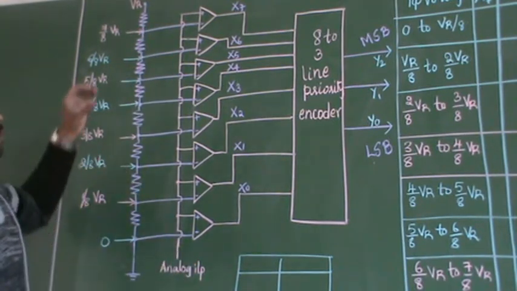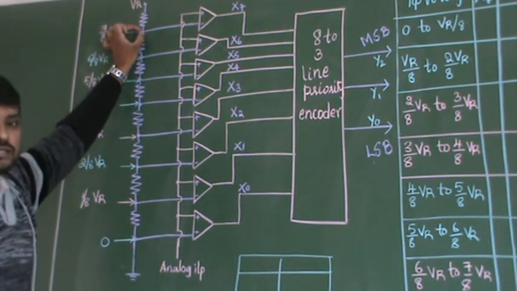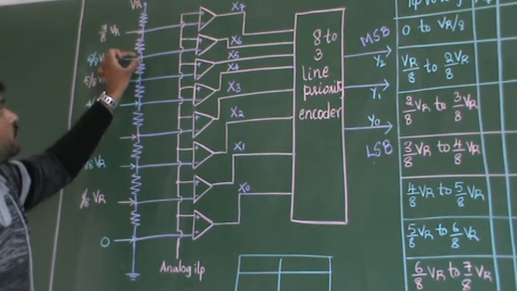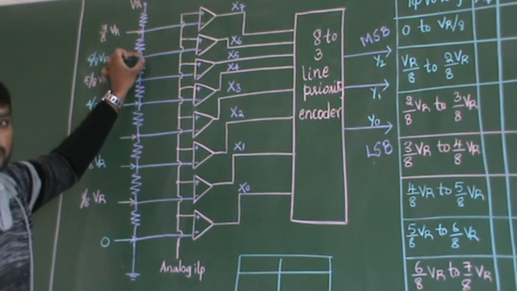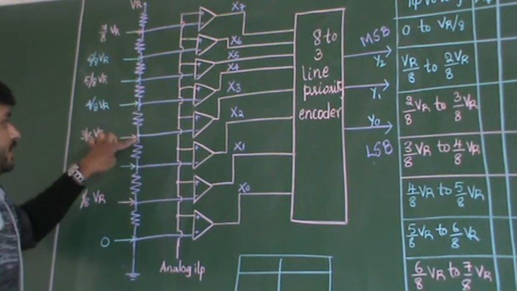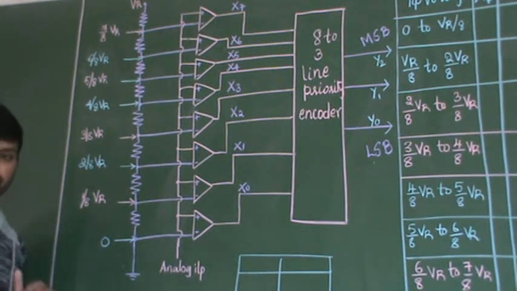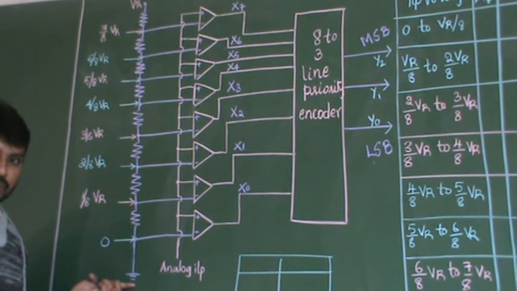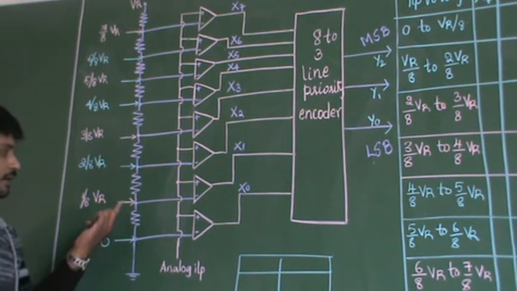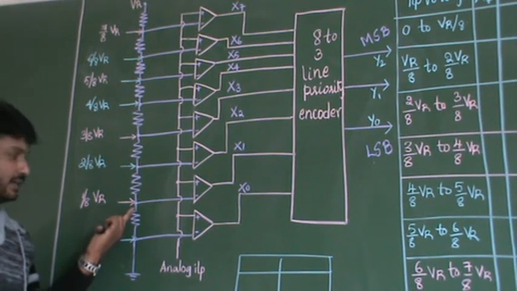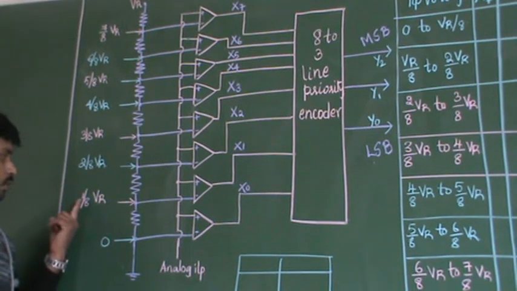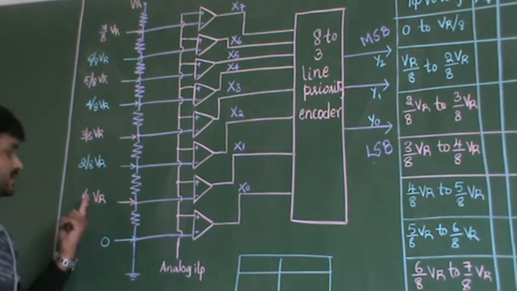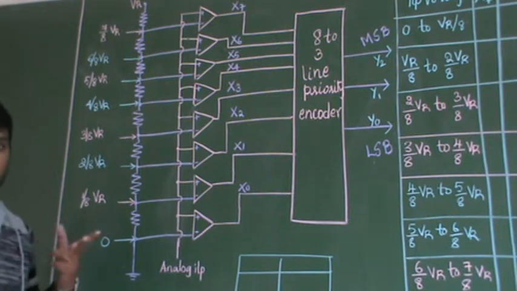Now, what is the voltage at each point, and how do we write it? This point is directly connected to ground, so I am writing it as 0. What is the voltage at the next point? It is VR into 1 by 8, which I can call VR by 8. Why is it divided by 8? Why not by 7 or 6 or 5?